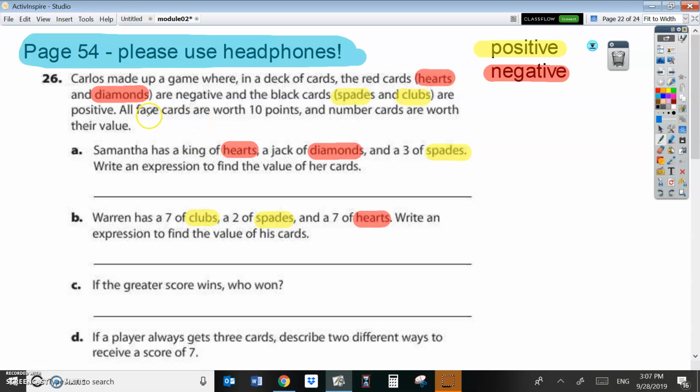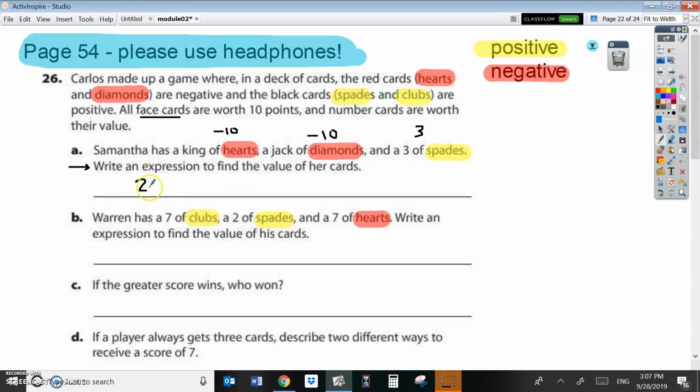So a king of hearts is a face card. So a king of hearts is negative 10. A jack of hearts is a face card and it's negative 10. And then number cards are worth their value, so this one is just worth 3. So now we're supposed to write an expression to find the value of her cards.